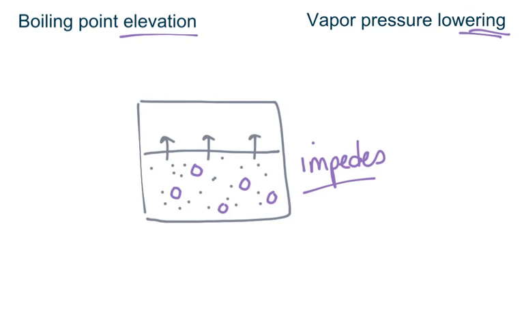So the explanation for both of these ends up being the same, right? Lower boiling point means higher vapor pressure. Higher boiling point means lower vapor pressure. They go hand in hand.